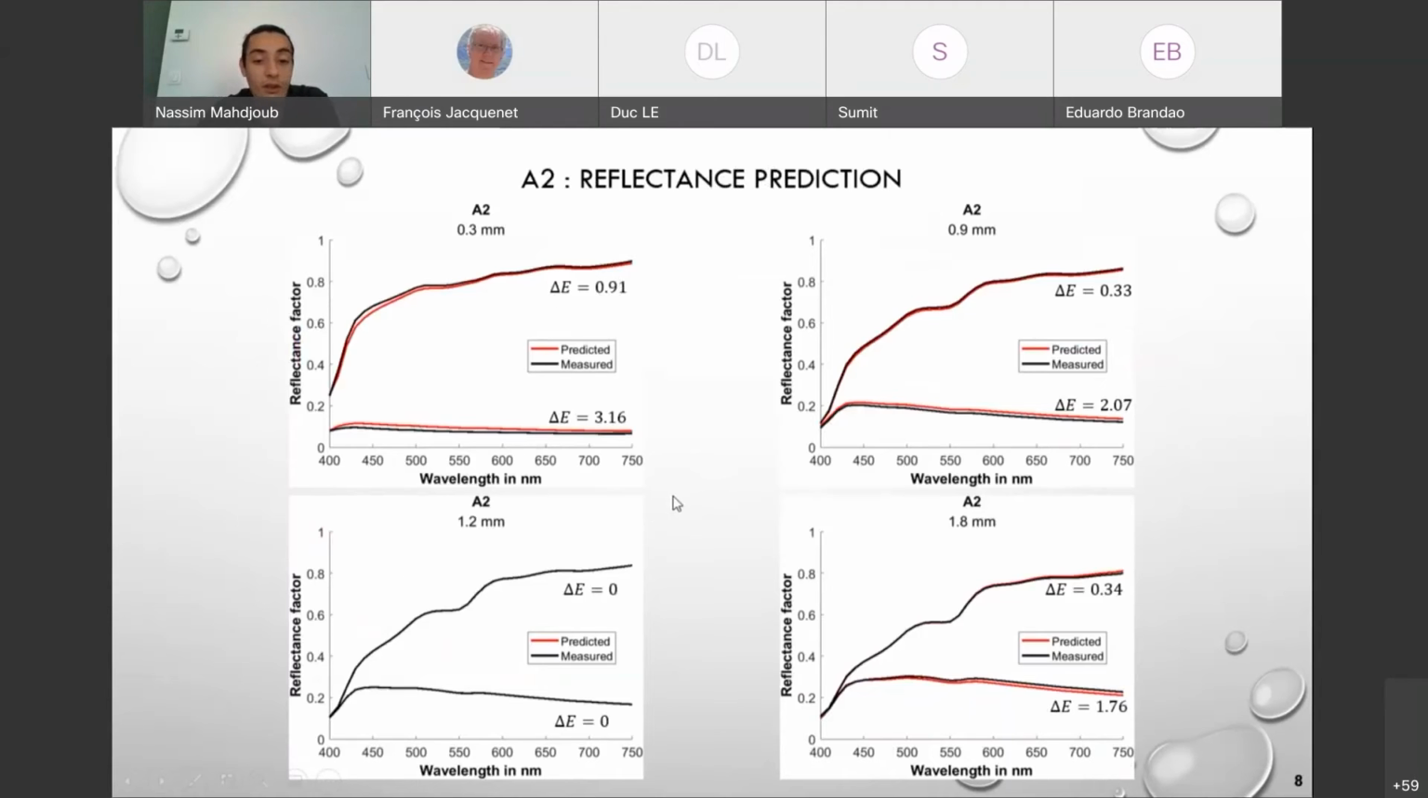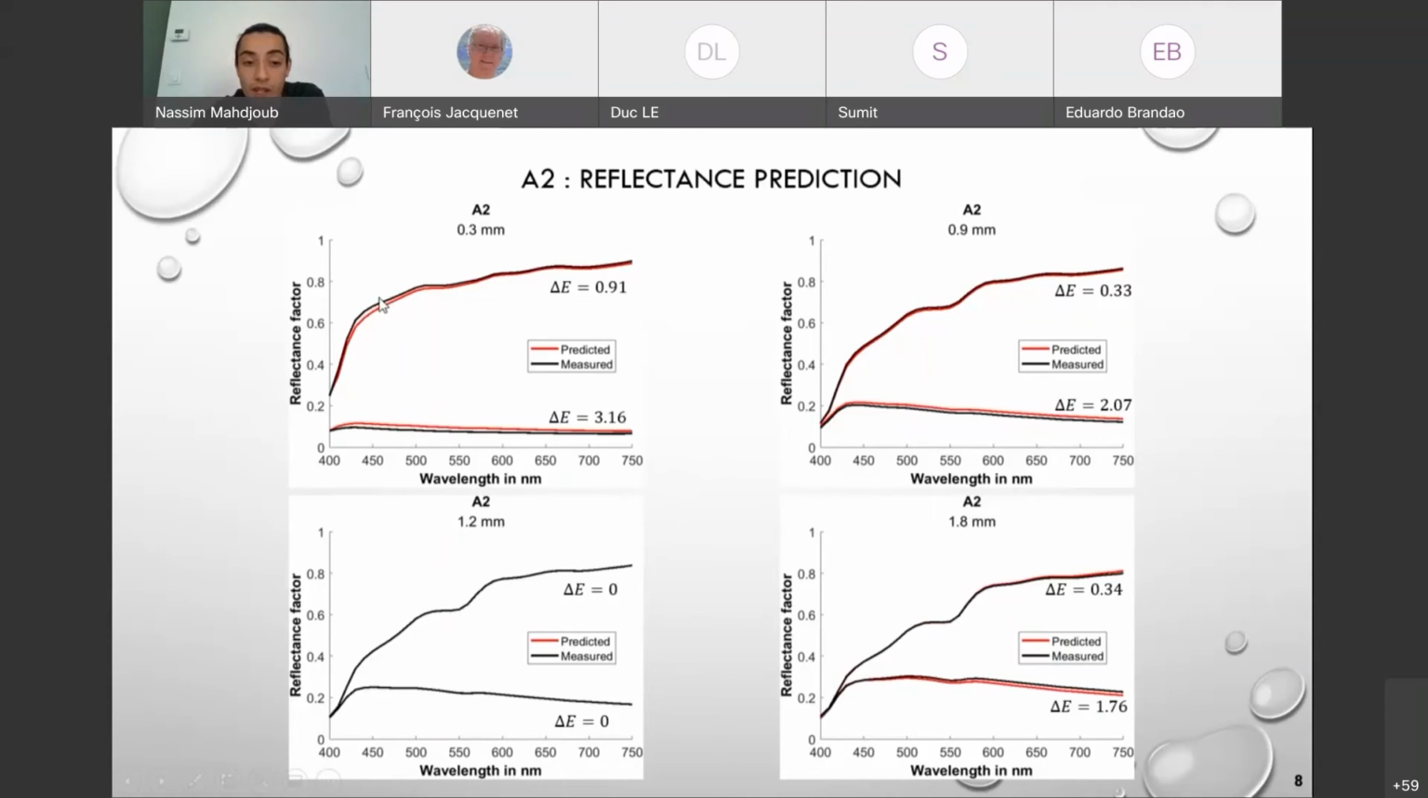The results are pretty good, as we see here, as long as we have a well-calibrated system. Our system was calibrated by extracting the parameters K and S from the thickness of 1.2 millimeters. This is why here we have perfectly superposed curves.